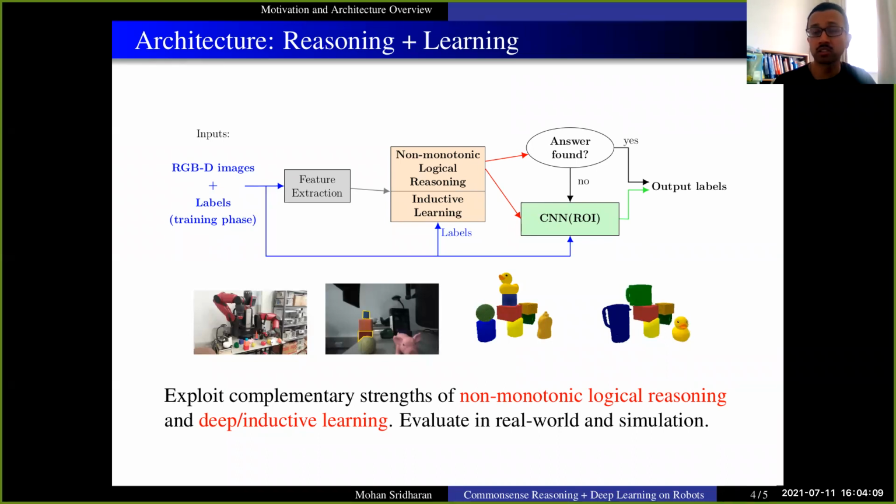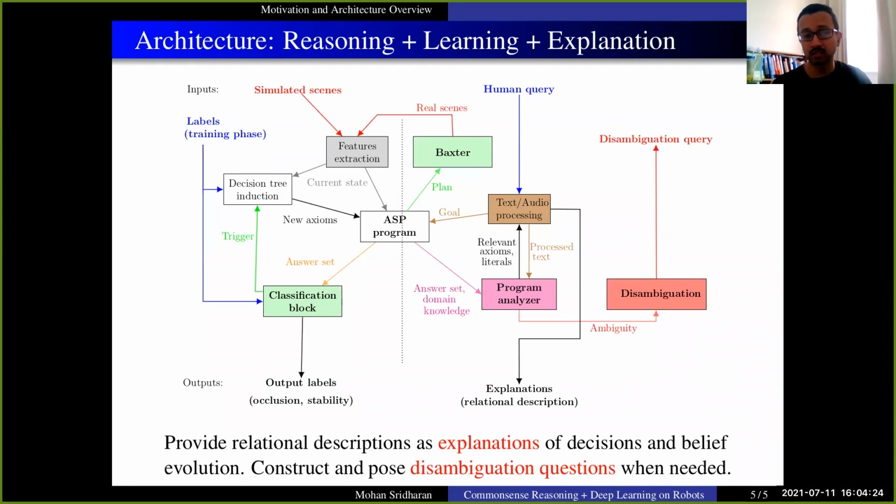At the same time, because these problem cases could not be handled with reasoning, it tries to induce new concepts and new rules that can augment and revise the existing knowledge. So the next time around in similar situations, it doesn't have to use learning if possible. And we have also managed to combine this into this architecture where it's able to provide relational expressions as explanations of its decisions and the evolution of beliefs over time.